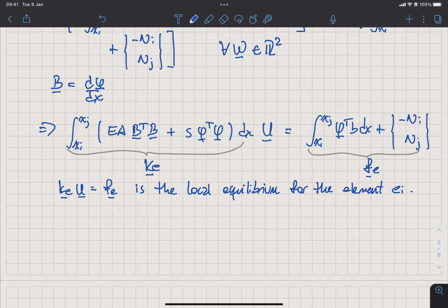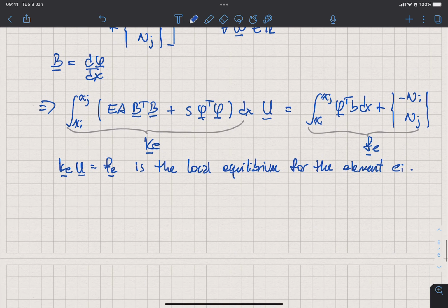Now, the behavior of the whole bar is obtained by assembling the contributions of every single element. That operation is called assembly in finite element terminology, and normally it is denoted with an A. Tons of papers refer to the so-called assembly operator, which essentially means you have to sum things at the right places. So you just add things for the corresponding degrees of freedom. That operation is called assembly.